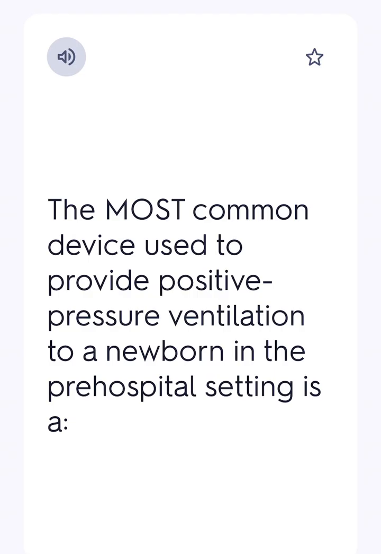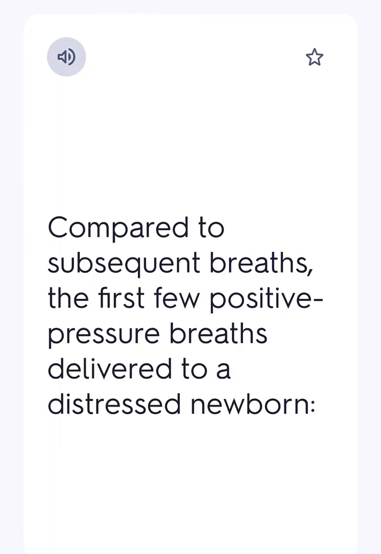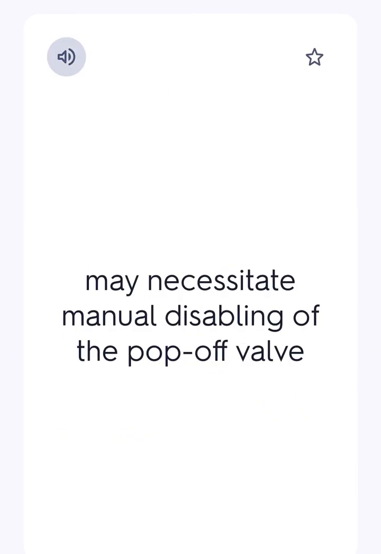The most common device used to provide positive pressure ventilation to a newborn in the pre-hospital setting is a self-inflating bag mask device. Compared to subsequent breaths, the first few positive pressure breaths delivered to a distressed newborn may necessitate manual disabling of the pop-off valve.